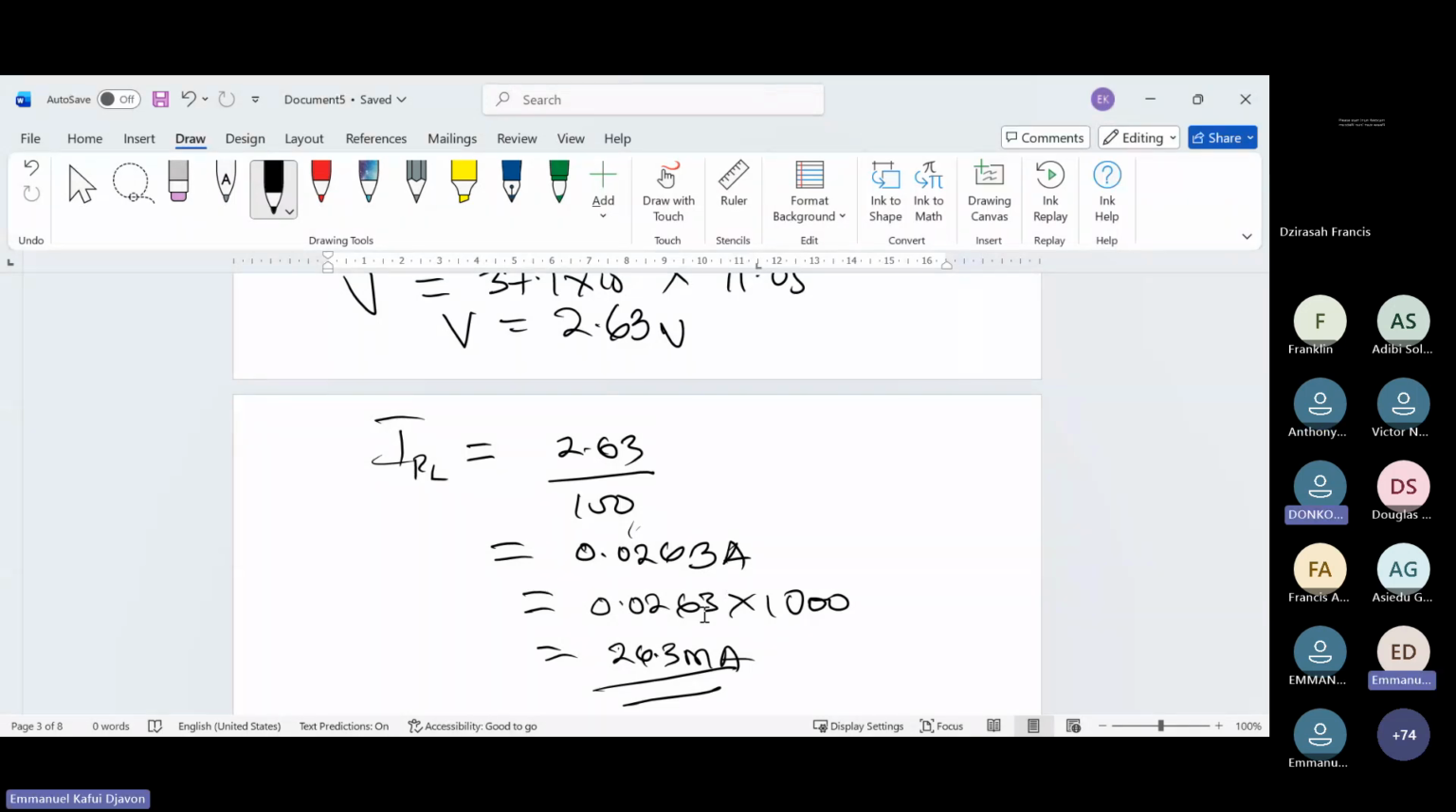We've come to the end of today. Sir, please, why times 1,000? I'm converting it to milliamps, so you have to multiply by 1,000.